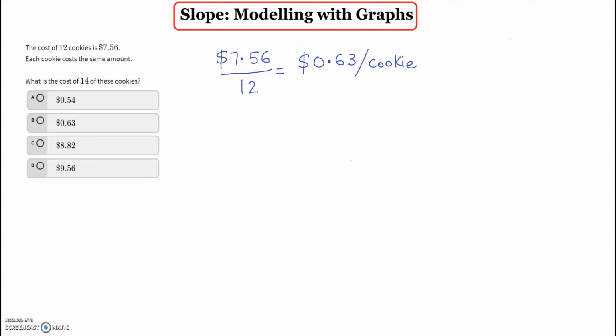In order to find out the cost of 14 cookies, what I will do is I will just multiply 63 cents with 14. So when I do that, I get $8.82, which is the option C.